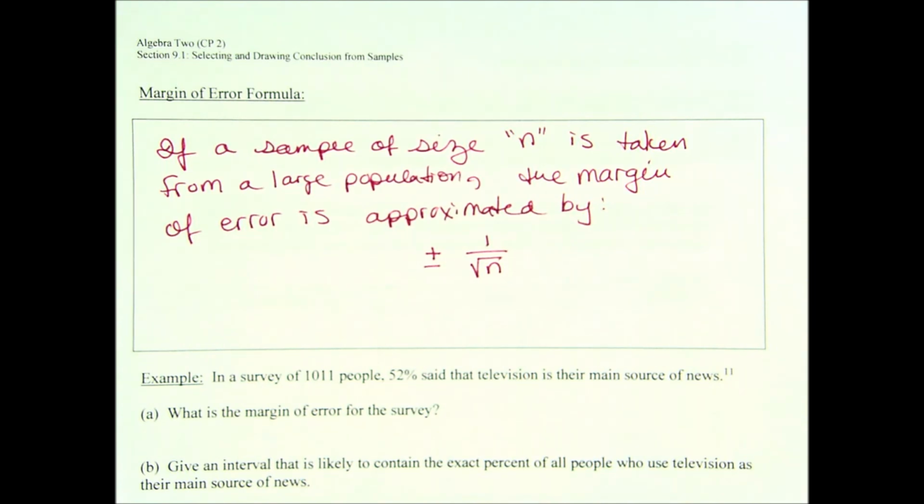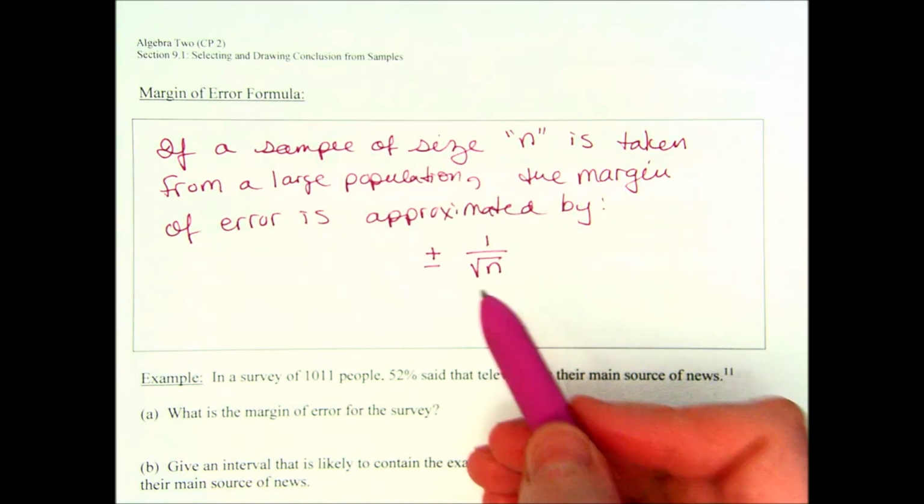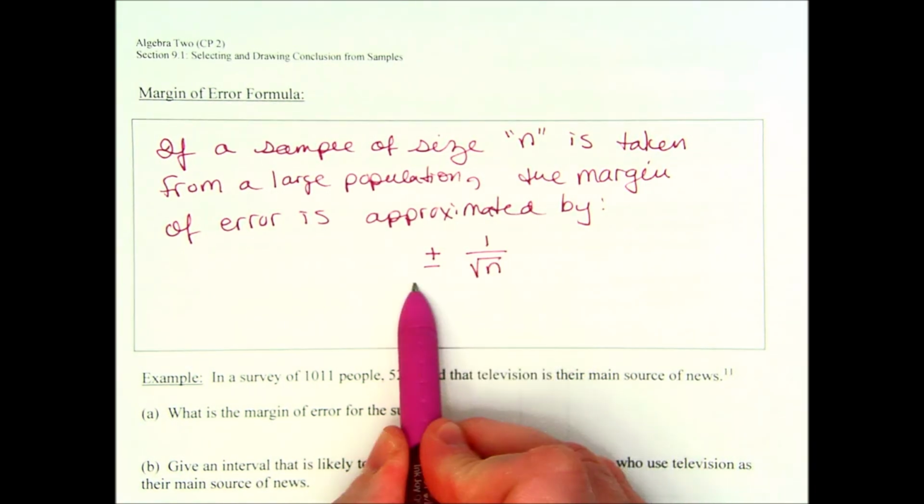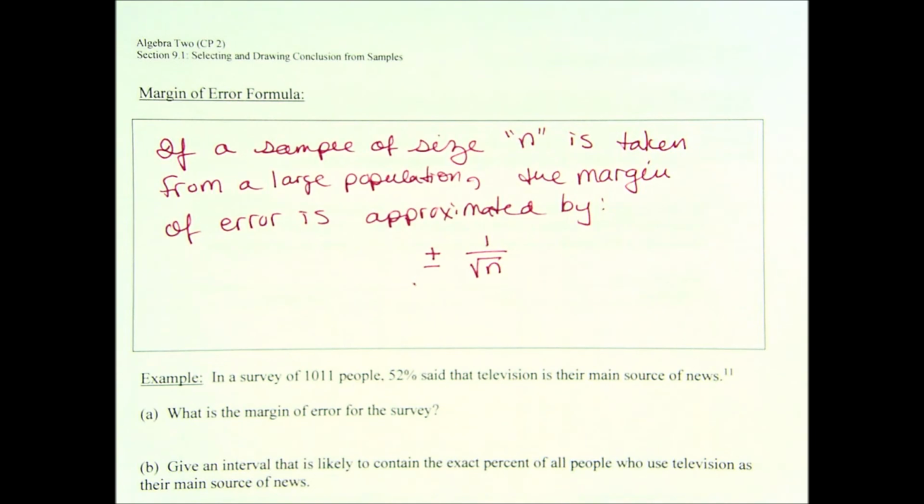If a sample of size n is taken from a large population, our margin of error can be approximated by using this formula, plus or minus 1 over the square root of n. It's going to give us some sort of decimal, which we can then convert to a percent. Let me show you how to use this.